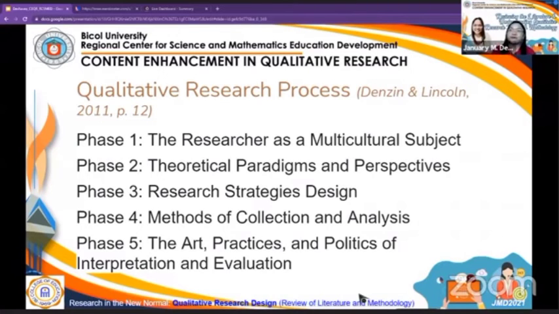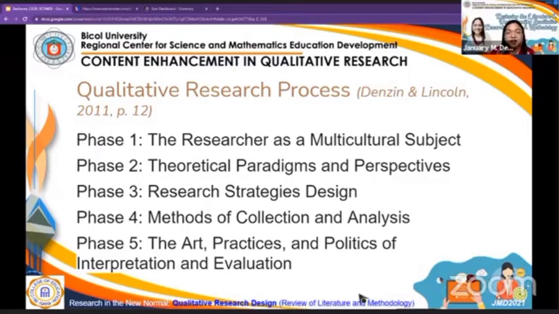Of course, with appropriate reviewing of literature, and of course, your own experiences as well. You address now in your phase two your interpretive frameworks and paradigms. And then of course, after that, in phase three, you will now be having your research strategies and design. So how do you now interpret and understand the processes? And of course, if you now understand your design, you will engage now in your methods of data collection and analysis. And of course, the last phase in a qualitative research process is the interpretation and evaluation of your collected data.